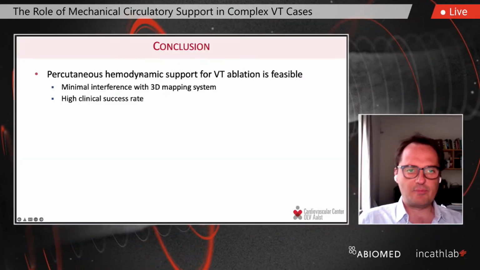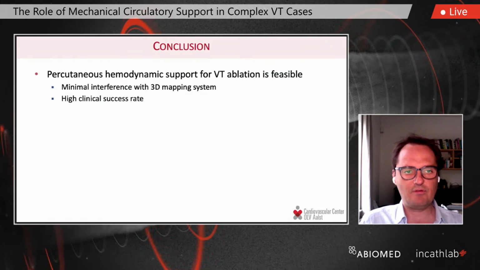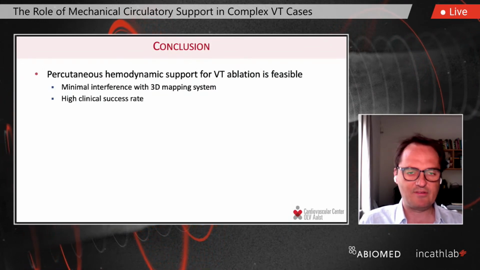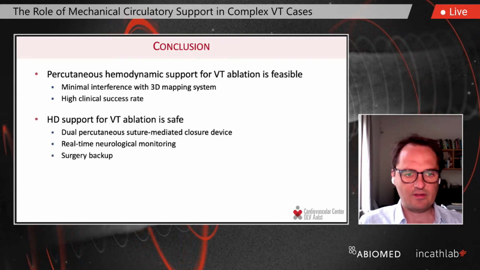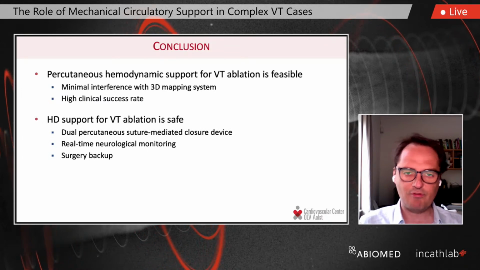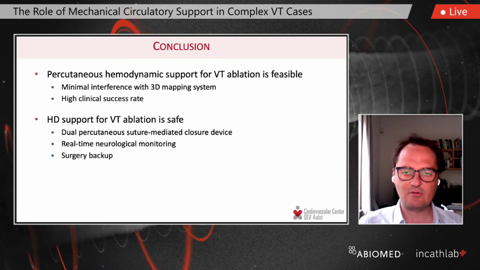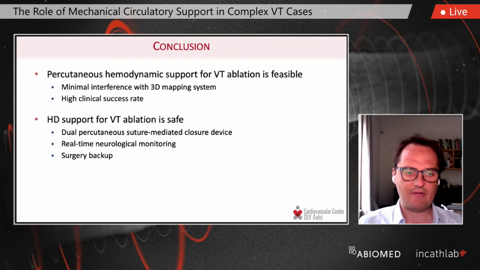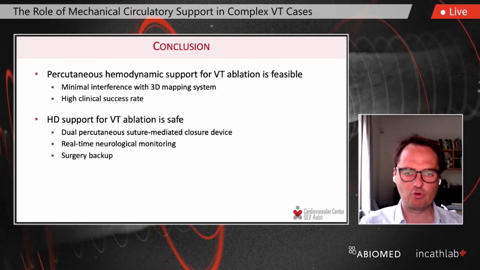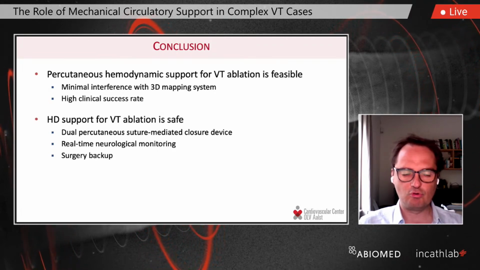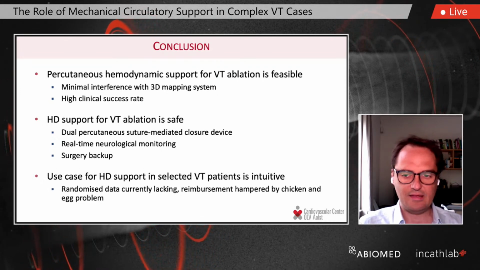In conclusion, in our experience, percutaneous hemodynamic support for VT ablation is feasible. We see minimal interference with 3D mapping systems and have observed a high clinical success rate. We found that hemodynamic support for VT ablation in a prophylactic setting is safe. We use a dual percutaneous suture-mediated closure device, the ProGlide, to close after access. We use real-time neurological monitoring, as I've shown you, to ensure adequate brain perfusion during ongoing VT, and we have surgery backup present for all our cases.